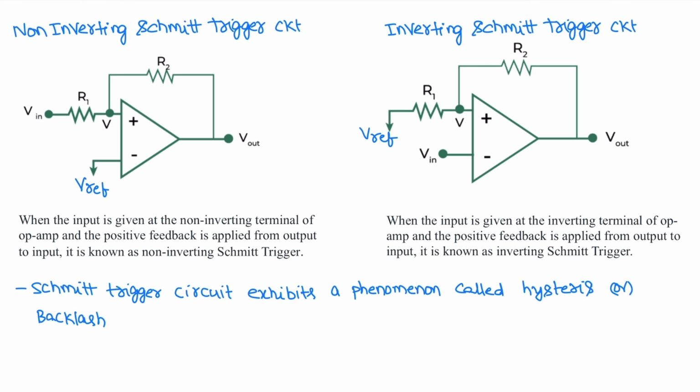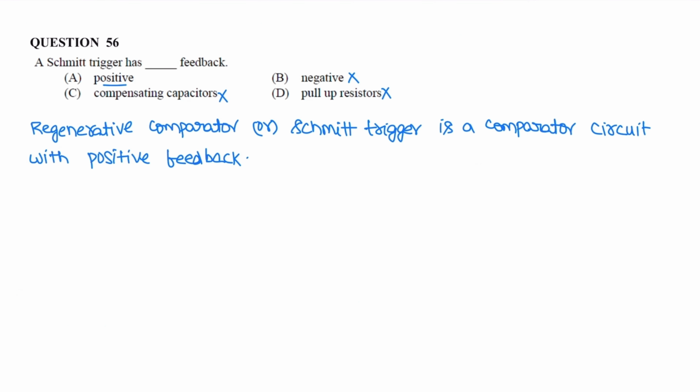When the input is given to the non-inverting input terminal of the op-amp and positive feedback is applied from output to input, it is known as a non-inverting Schmitt trigger. Similarly, for the inverting Schmitt trigger, the input is applied to the inverting terminal of the op-amp, and the feedback is positive. Whether it is inverting or non-inverting, the feedback is positive. So the correct option is A.